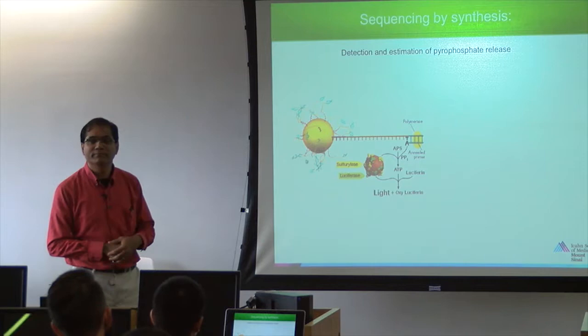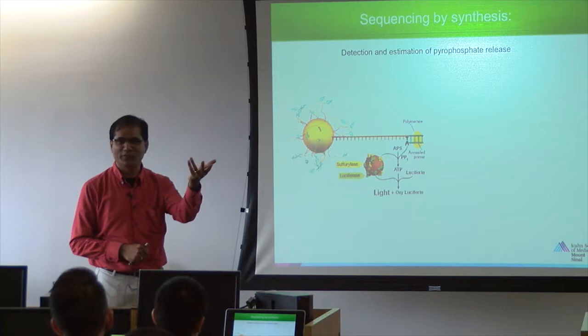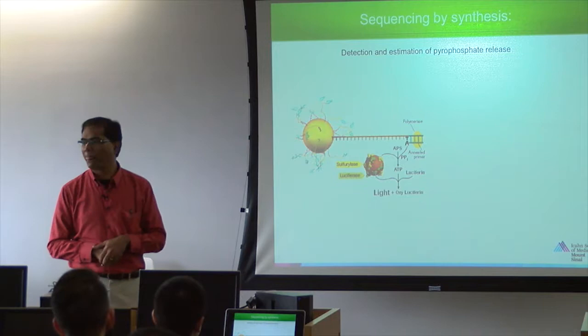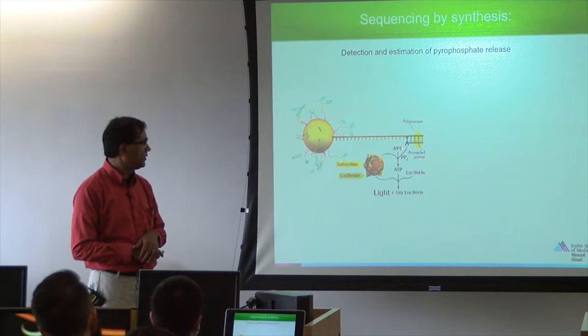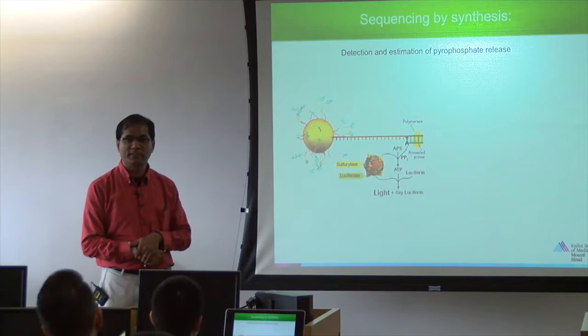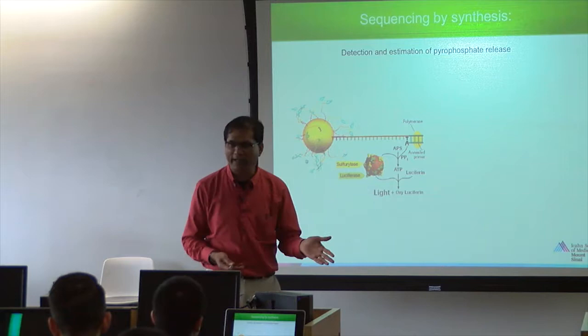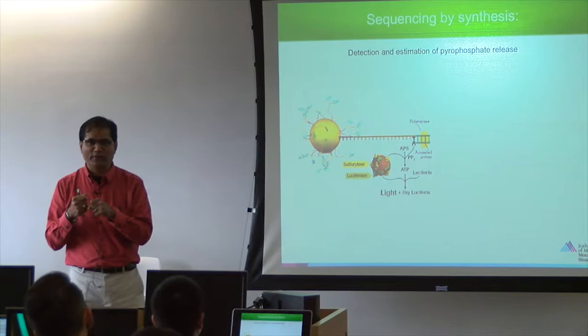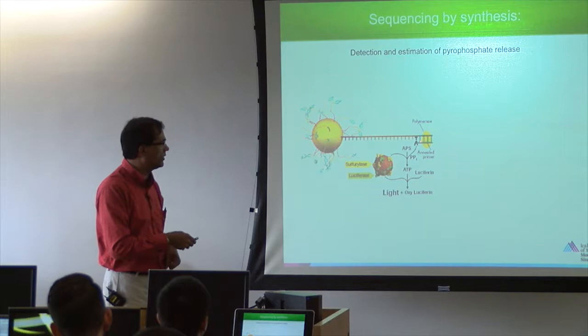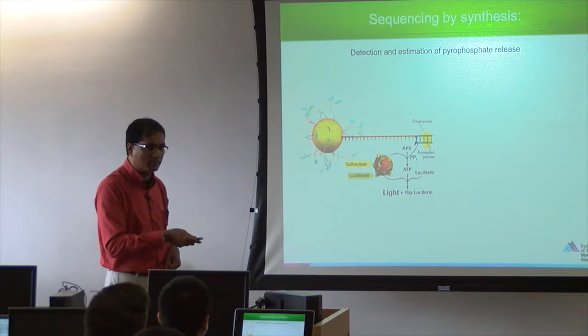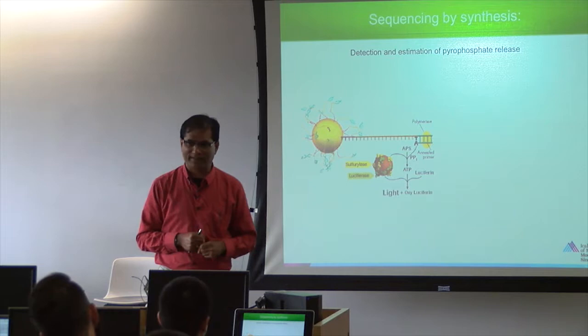How do you detect that addition? Because it's a molecule, you don't see anything with the naked eye. After adding the A, it releases the pyrophosphate. How do you detect that pyrophosphate? The basic idea was, in that solution, you add adenosine phosphosulfate. It's a compound. Convert that pyrophosphate into something which you can detect. Pyrophosphate you can't detect. So do something to that pyrophosphate with which you can detect it. It's released in the medium. It was present on the dATP. From the dATP, that PPi was cleaved off and released. Now you have to detect that.